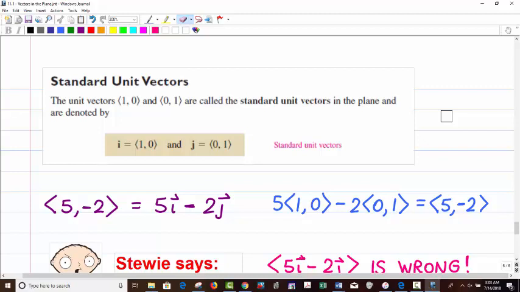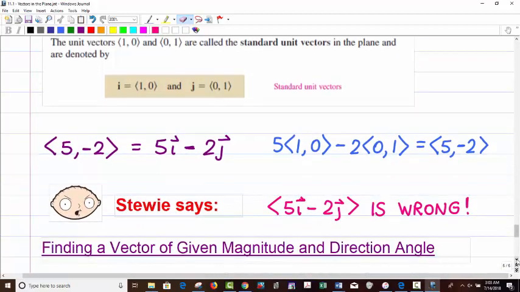They are called standard unit vectors. Vector i is component form 1 comma 0. That means it would just go 1 unit to the right anywhere you draw it, so obviously it has a length of 1. And 0 comma 1 means j just goes 1 unit up from wherever you're starting from. So now vectors can be written 2 different ways.